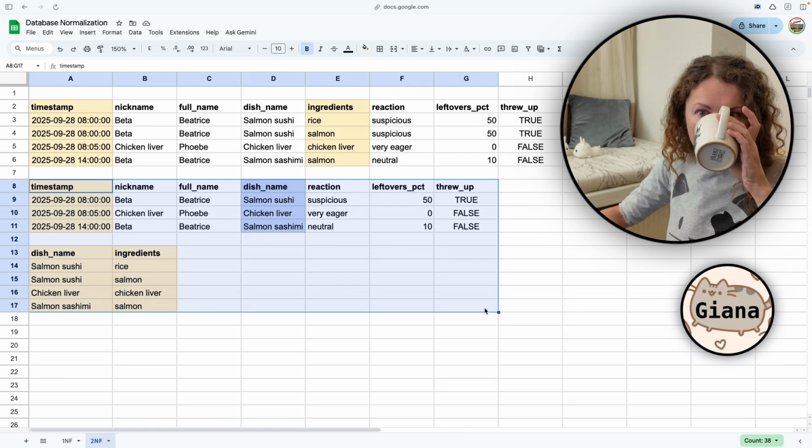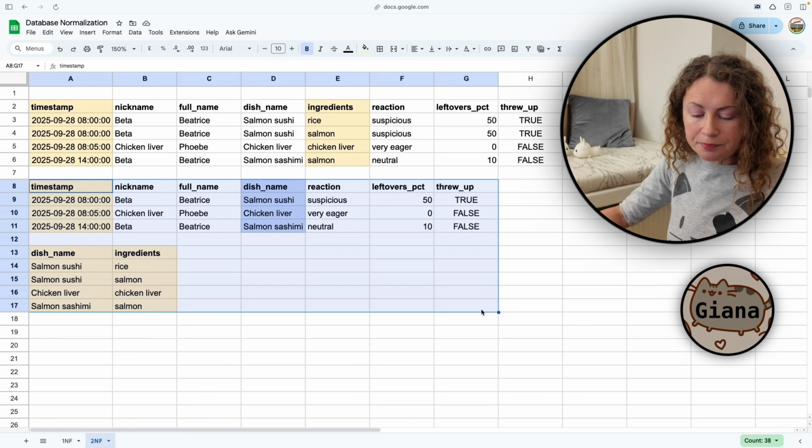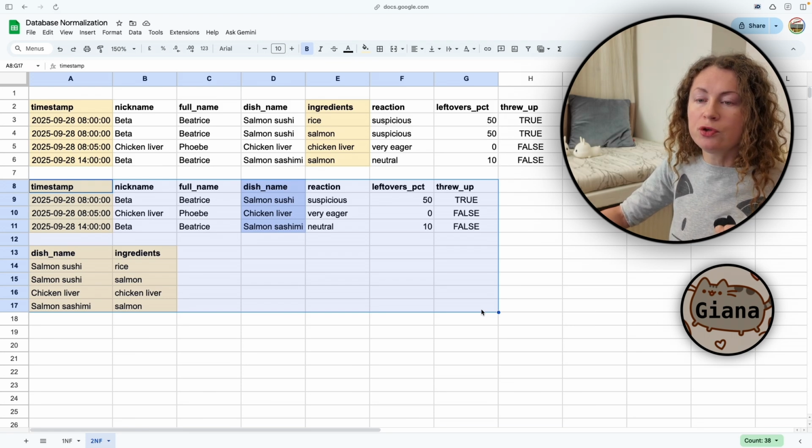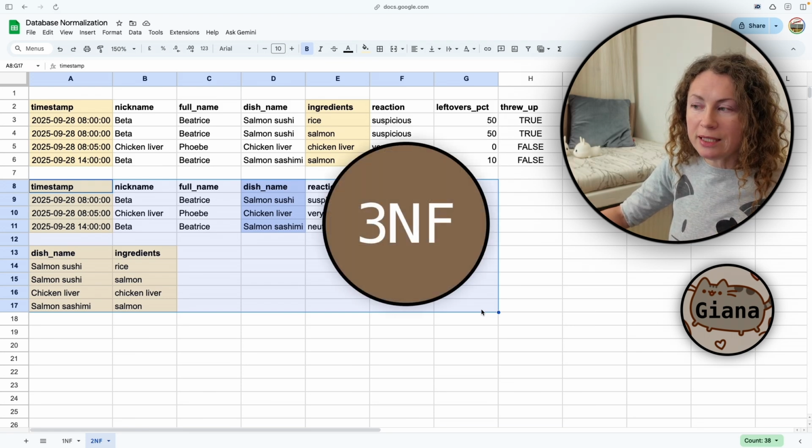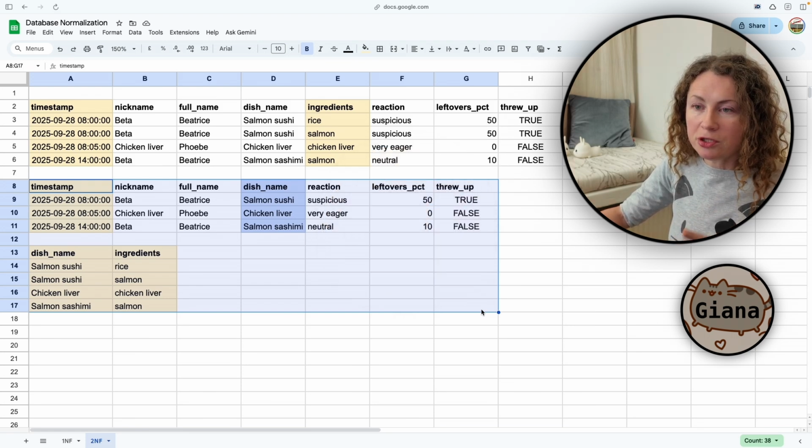Second normal form was so much quicker than first. Yes. And I have good news for you. Third normal form is going to be even quicker because it's very similar to the second.